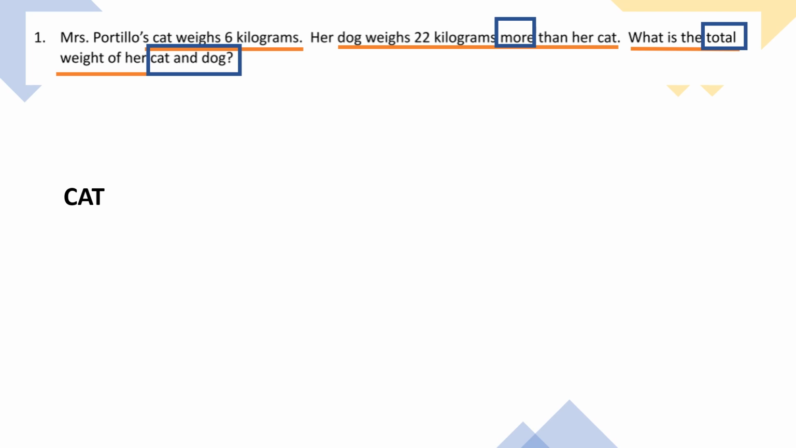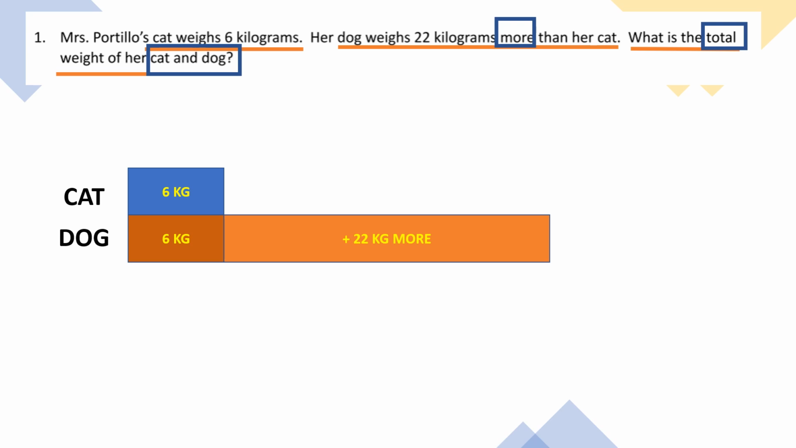First, you're going to write cat, okay? And the weight of the cat is 6 kilograms. So it's very important to take notes. So you're going to write cat and 6 kilograms because we know the weight of the cat. Now, for the dog. We just know that the dog weighs 22 kilograms more than the cat. So we can write 6 kilograms plus 22 kilograms more is going to give us the weight of the dog. So let's go ahead and perform that math so that we can figure out the weight of the dog.